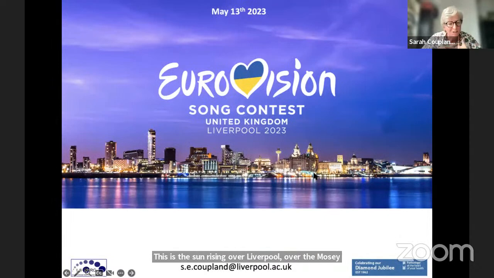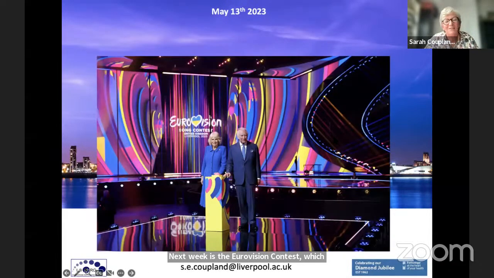This is the sun rising over Liverpool, over the Mersey River. There was the coronation today, as you probably all know, but perhaps even more exciting is that this time next week is the Eurovision contest, which will be taking place in Liverpool. The King and Camilla were here last week and pressed a button to open the Eurovision to get it on its way, a bit like them getting on their way during the coronation.